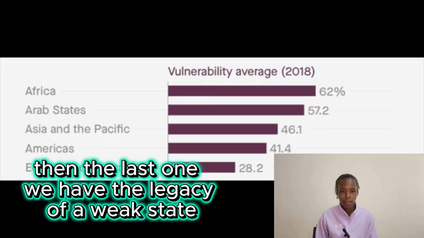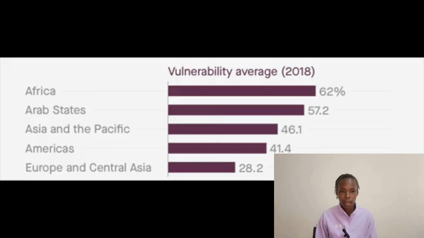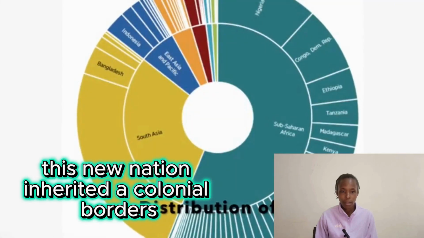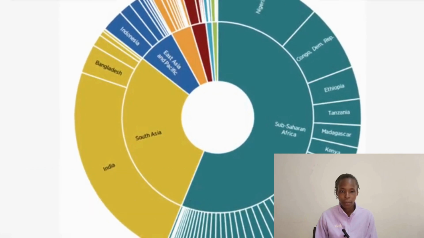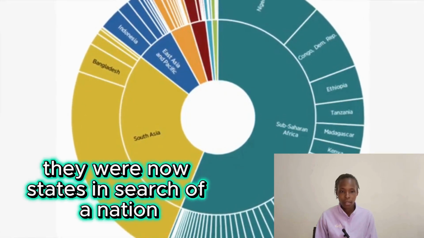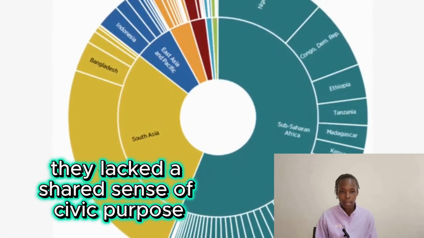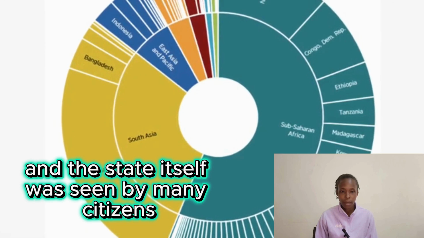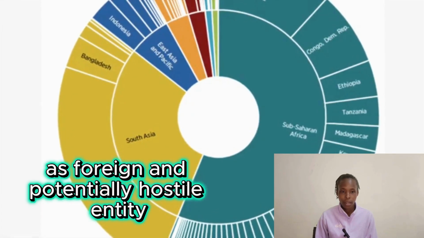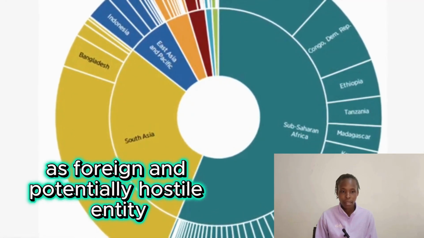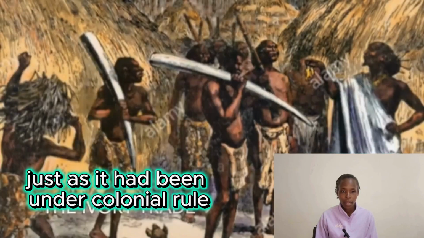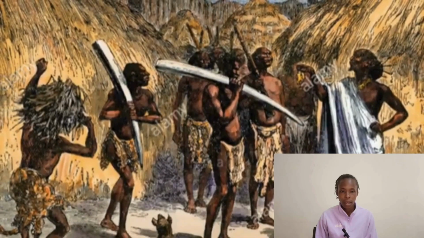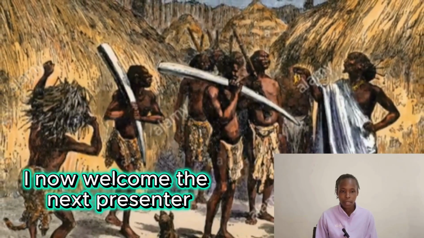Then the last one, we have the legacy of a weak state. At independence, these new nations inherited the colonial borders and the colonial state structure. They were now states in search of a nation. They lacked a shared sense of civic purpose, and the state itself was seen by many citizens as a foreign and potentially hostile entity, just as it had been under colonial rule. Thank you. I now welcome the next presenter.